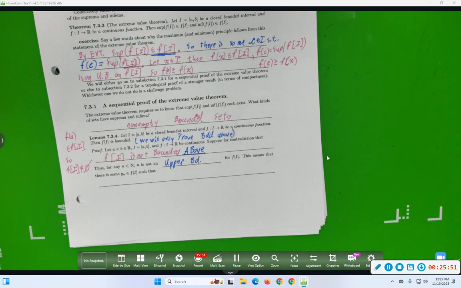Ooh, since that is not an upper bound, there must be something in the set that does something. What's the something that it does? If n is not an upper bound on f of I, then there's something in the set which is just bigger than that non-upper bound. If a thing is not an upper bound, there's something in the set that's bigger than it.